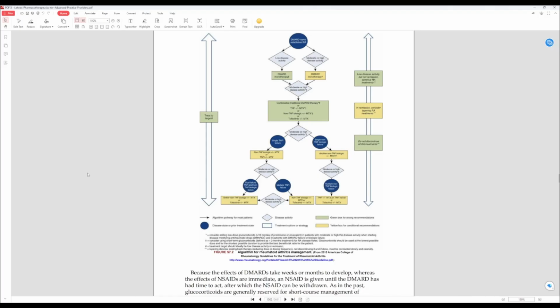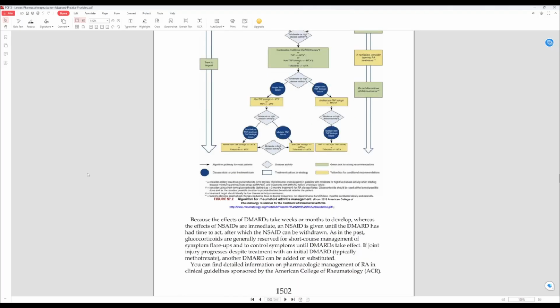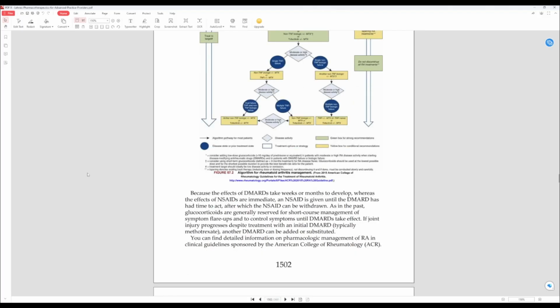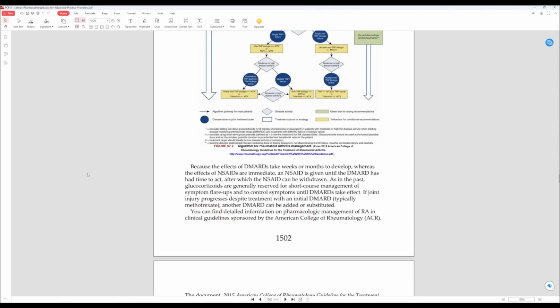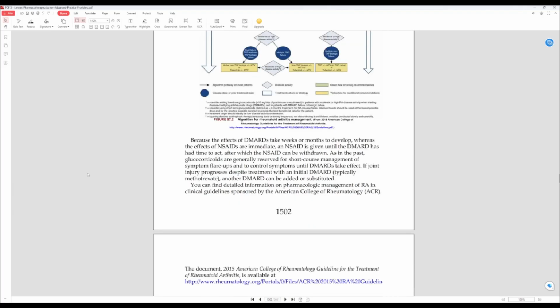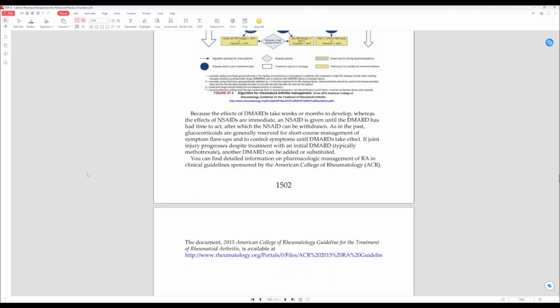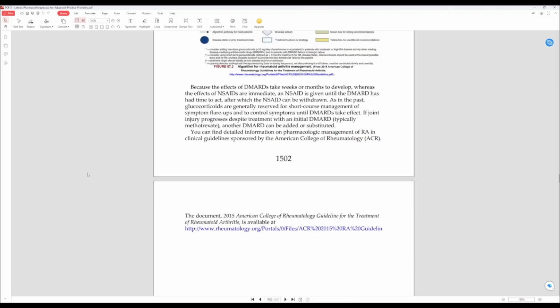Because the effects of DMARDs take weeks or even months to develop, whereas the effects of NSAIDs are immediate, an NSAID is given until the DMARD has had time to act, after which the NSAID can be withdrawn. As in the past, glucocorticoids are generally reserved for short course management of symptom flare-ups and to help control symptoms until DMARDs have taken full effect. If joint injury progresses despite treatment with an initial DMARD, another DMARD can be added or substituted.